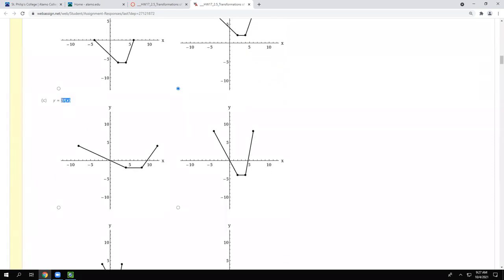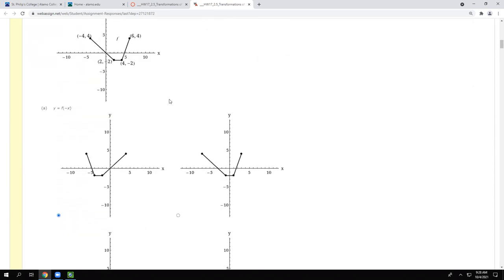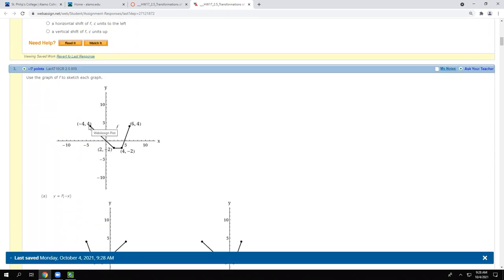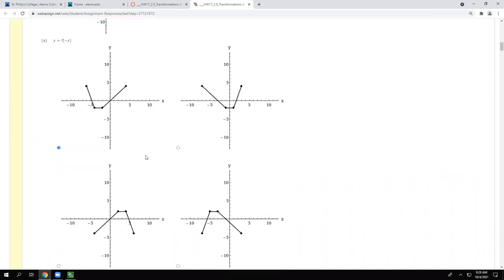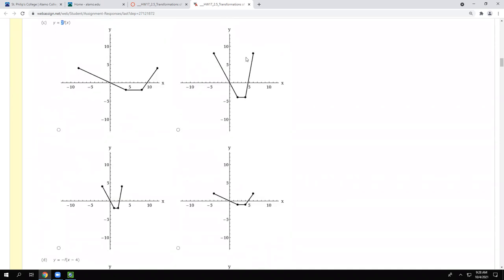This one has a 2 on the outside, which means it's going to vertically stretch it. So it's going to look more narrow. All the x values are going to stay right where they were, but all the y values are going to be stretched, right? So what happens if you take 4 and you multiply it by 2? It's going to go all the way up to 8 now, right? So both of these y values will be at 8. What happens when you take these y values and you multiply them by 2? Both of those are going to stretch down to -4, right? So you're going to have 2 points at 8, and then those 2 points at -4. So it's this one.